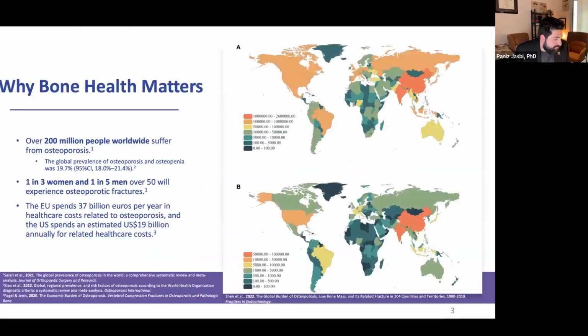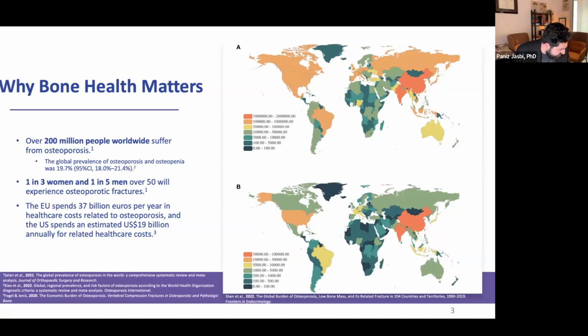So, of course, why does it matter? Well, we have 200 million people worldwide that suffer from osteoporosis. Global prevalence is 19.7% with a very tight 95% confidence interval. We know that roughly 33% of women and about 20% of men over 50 will experience some sort of osteoporotic fractures. In Europe, they spend 37 billion euros per year.